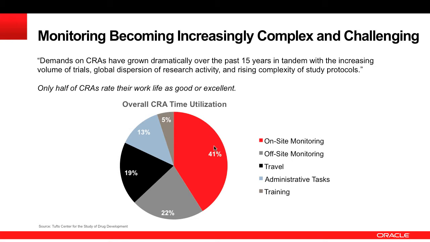We see that on-site monitoring takes up about 41% of their time. Off-site monitoring, around 22%. Travel, 19%. Administrative tasks, 13%. So as you see, the life of a CRA is comprised of a lot of differing activities, both on-site and off-site.